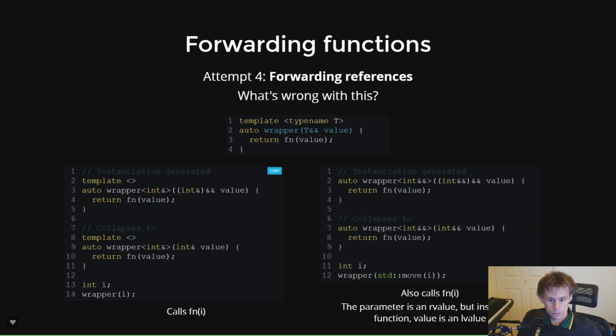So basically, this is roughly what it collapses to here. And then on the other side, if we created an int and then we passed into wrapper an R-value reference, a non-const R-value reference, right?